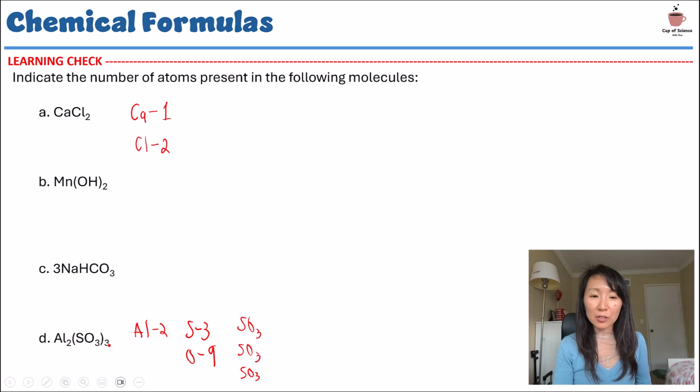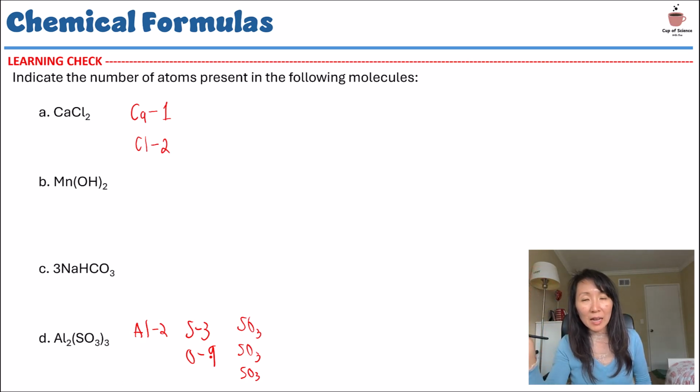You can take this 3 and multiply by the little number inside. So 3 times the 1 is 3. 3 times the 3 is 9. You multiply what's on the outside of the parentheses with the subscripts of what is inside the parentheses. We do not say aluminum has 6 of them. This 3 only refers to what's inside the parentheses. So go ahead and try B and come back and check the key.